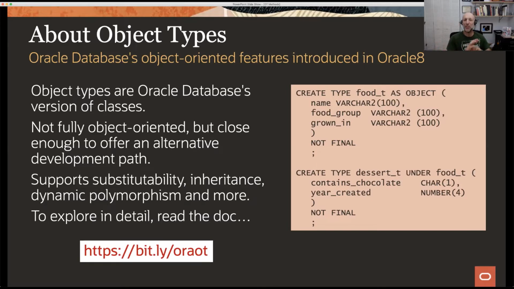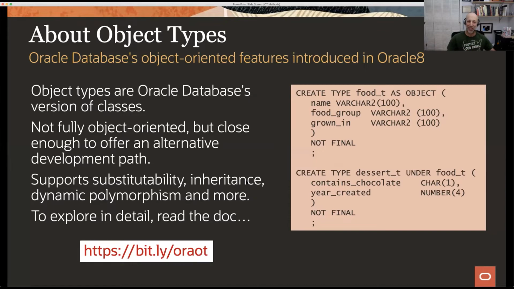Whenever you hear about substitutability in object types, in object orientation, here's the best way to think about it. Every dessert is a food, but not every food is a dessert. So everywhere I have food, I can use a dessert type because it's a type of food. But since not every food is a dessert, whenever I need to use a dessert, I may not be able to use any type of food. So that's the rough cut at substitutability. Inheritance, you'll see in just a moment.